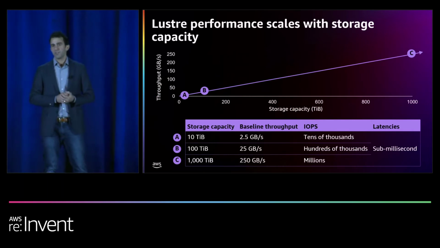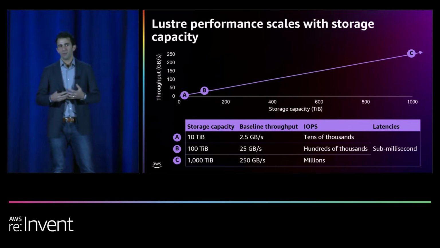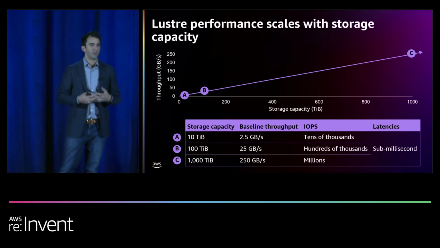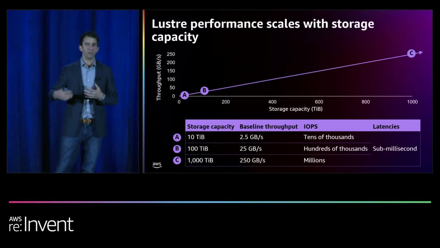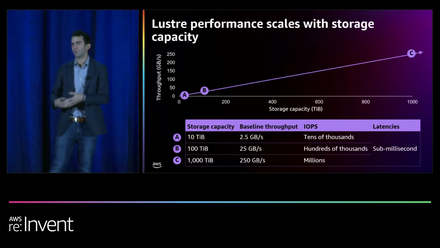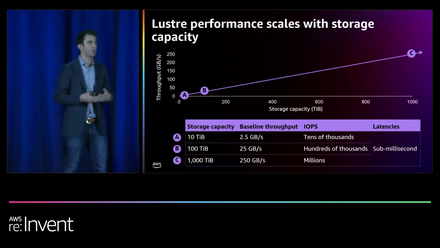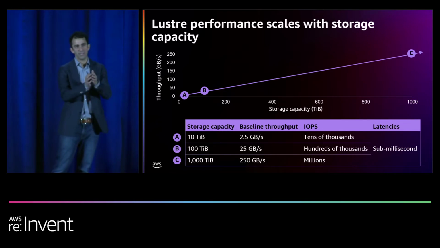FSx for Lustre is architected in a way where when you add more storage, more disks, like you saw on the previous slide, we're adding more servers. And so performance is actually scaling with storage capacity. Larger file systems have more disks, more servers, more throughput, more IOPS. But the latencies stay the same.